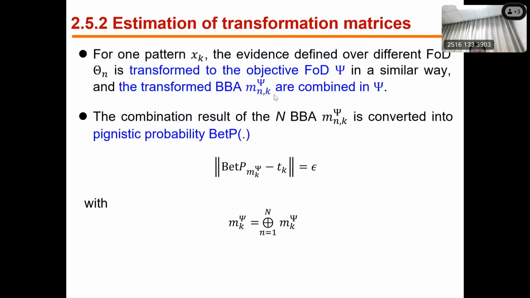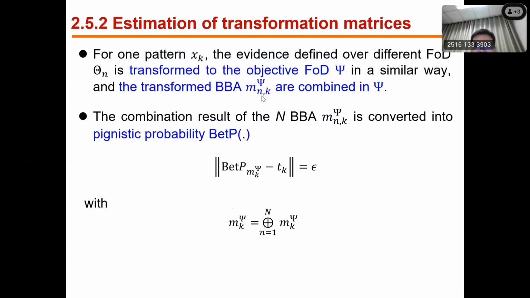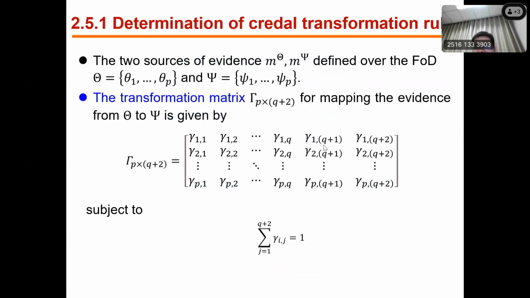But how to calculate the parameters in the matrix? Because after the transfer, they will be combined, and we just use the DS rule. From the combination result, we can get the BetP, the pignistic probability, and calculate the difference between the pignistic probability and the truth, and then we can get the error. If we make the error as small as possible, we can get these parameters by the optimization.